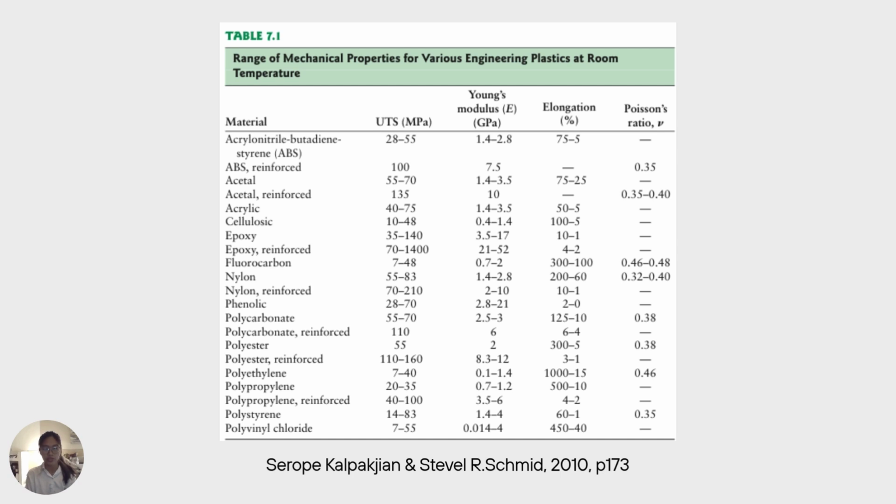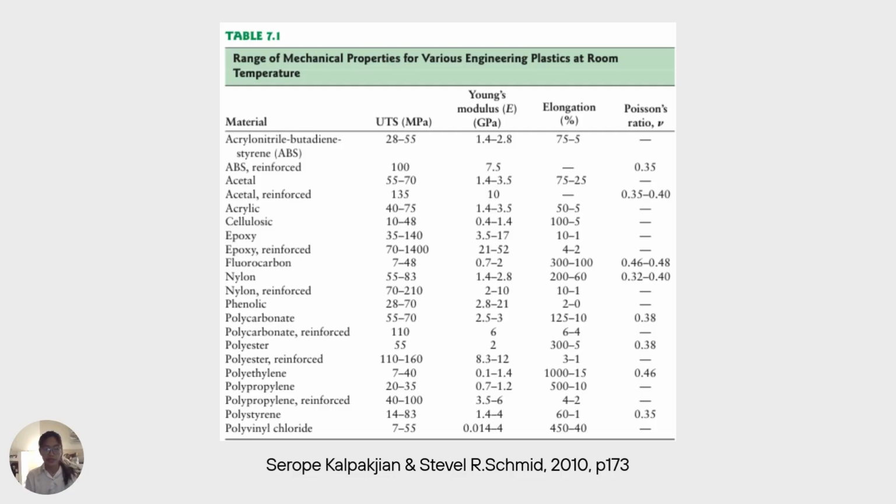The values range widely from as low as 7 MPa for materials like polyethylene and fluorocarbons, up to over 1,000 MPa for reinforced epoxies. This enormous variation demonstrates how additives and reinforcement like glass fibers or carbon fibers can transform a weak plastic into a high-performance engineering material. The next column lists Young's modulus, which measures stiffness or rigidity.